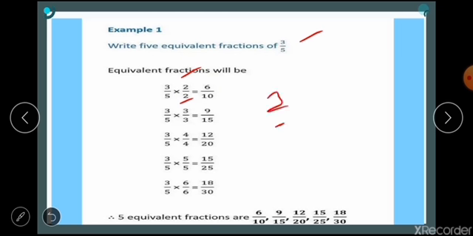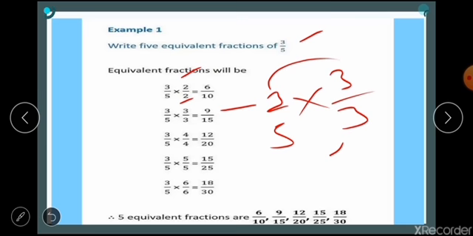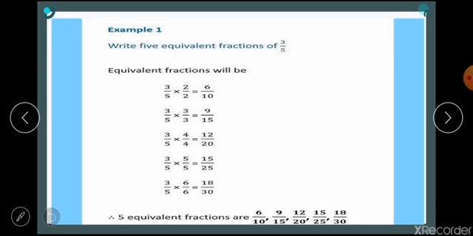So 3 upon 5, if I am multiplying and dividing by 3, so 3 3s are 9, I will get 9, and 3 5s are 15. So in the same way you can solve and write 5 equivalent fractions. Then again 3 by 5 by 4, you will multiply and divide by 4.